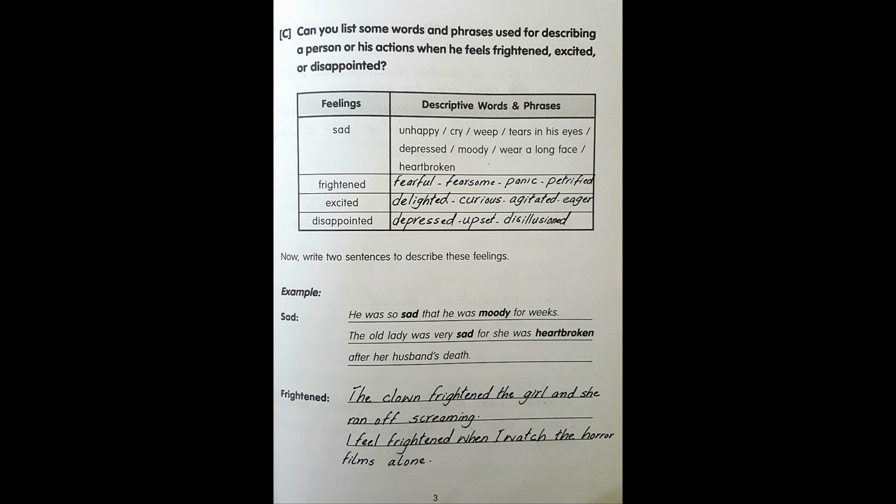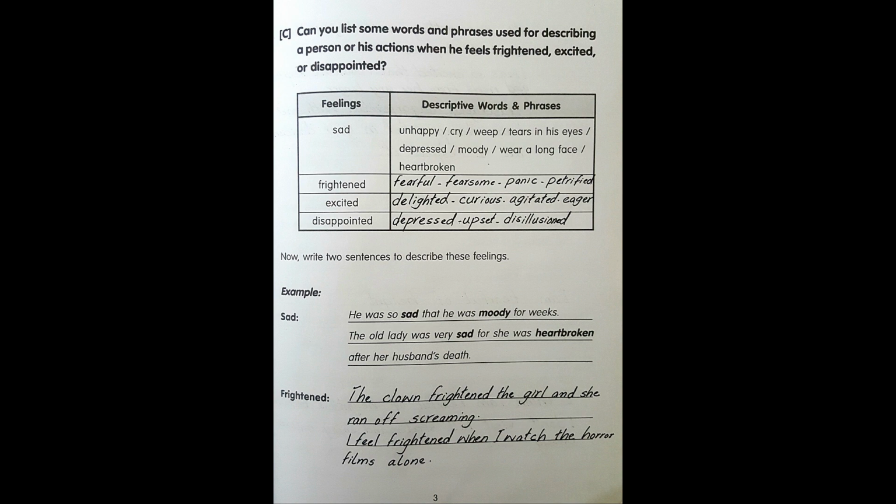Sad, unhappy, cry, weep, tears in his eyes, depressed, moody, wear a long face, heartbroken. Frightened. Descriptive words are fearful, fearsome, panic, petrified. Excited, delighted, curious, agitated, eager. Disappointed, depressed, upset, disillusioned. Now write 2 sentences to describe these feelings.